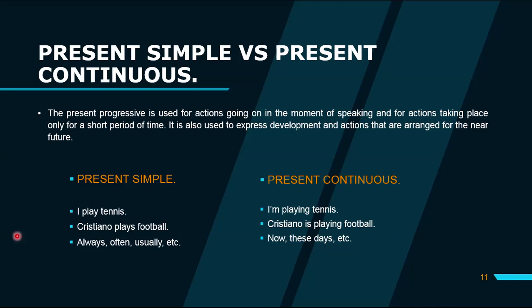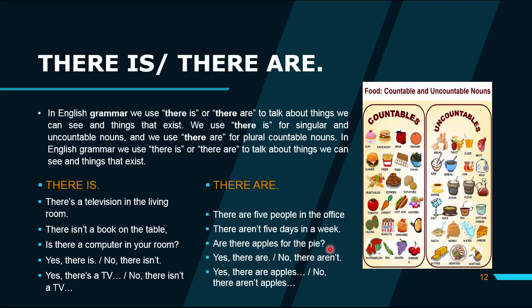So present simple is for actions in general or for habits. Present continuous is when you are doing something at the time of your speaking, like here you can see some examples. Present simple, we have I play tennis, Cristiano plays football, or you can usually see these adverbs in present simple form, like always, often, usually, rarely, and more. In present continuous, we can see I'm playing tennis, Cristiano is playing football, or now, these days, and more.